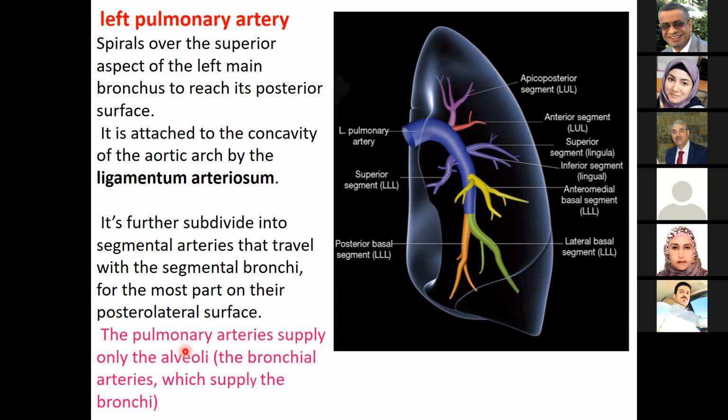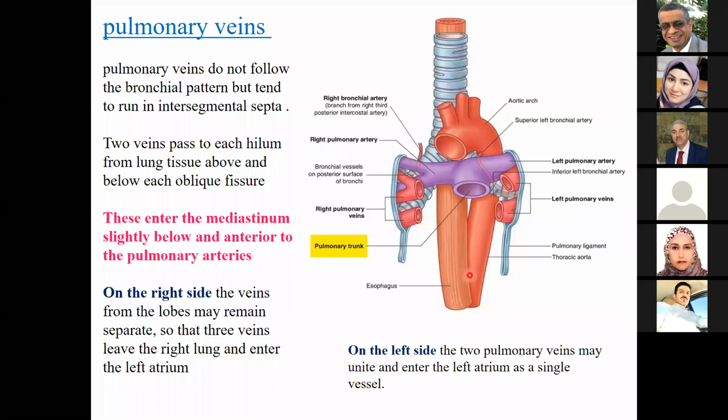The pulmonary arteries supply only the alveoli; the bronchial arteries supply the bronchi. Also, this is the left pulmonary artery and its segmental arteries. Pulmonary veins: the pulmonary veins do not follow the bronchial pattern, but tend to run in intersegmental septa. Two veins pass to each hilum from the lung tissue above and below each oblique fissure. These enter the mediastinum slightly below and anterior to the pulmonary arteries.